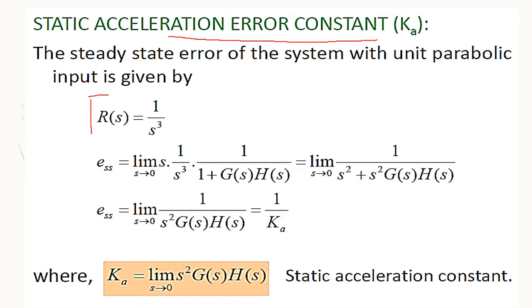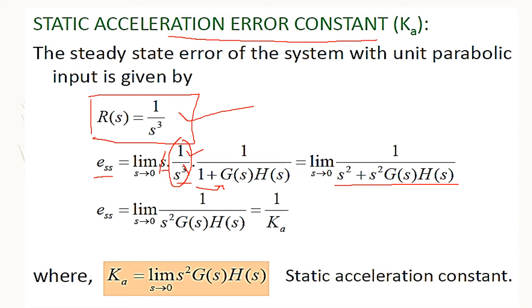Now what is the input? Input is R(s) = 1 by s cube. This is the parabolic input. Now for ESS, the steady state error formula is limit s tends to 0 of s times R(s), and we are using the parabolic input, so 1 divided by 1 plus G(s) H(s). If I multiply s cube into this function, one s and the other s get cancelled. So what is left is s square divided by s square plus s square into G(s) H(s).